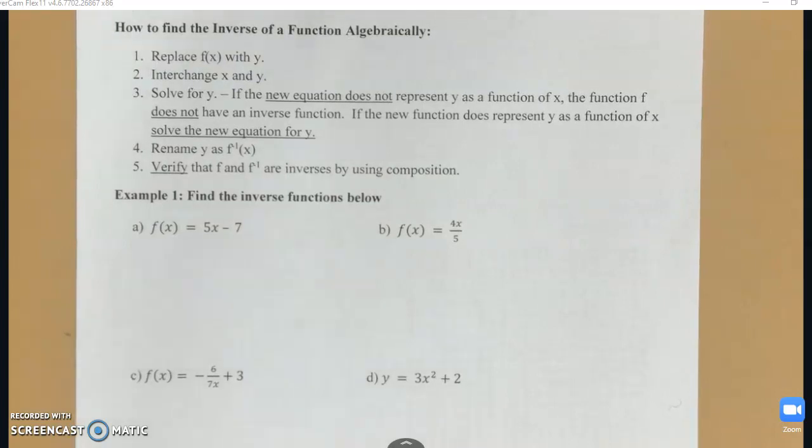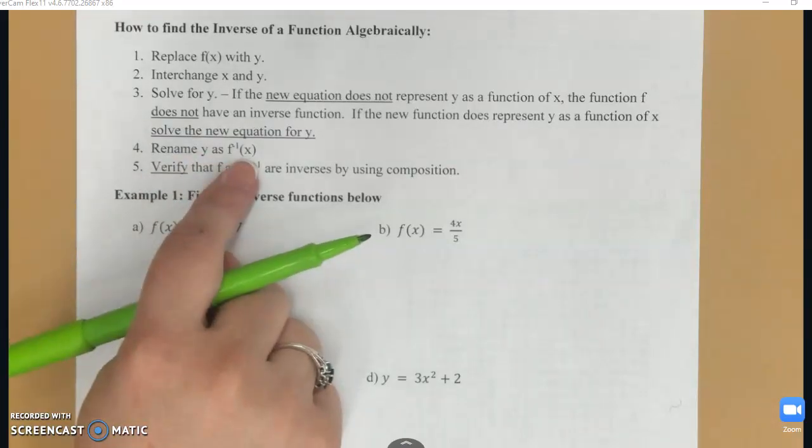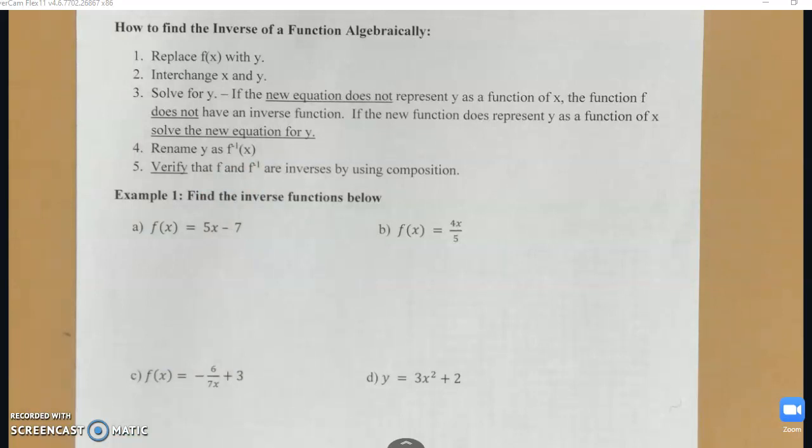So the first thing you're going to do is if it's written in function notation, f of x, we're going to switch that to y equals. Then we're going to swap x and y within the equation and then use Algebra 1 skills, order of operations, to solve for y. So we're going to get y by itself, and then we're going to rename that function using our inverse notation. And lastly, use composition to verify that we've done it correctly.